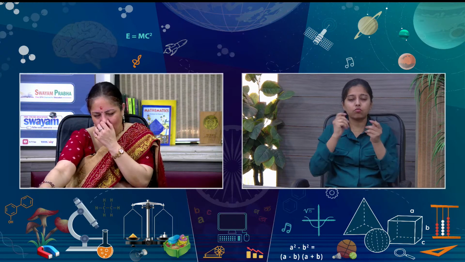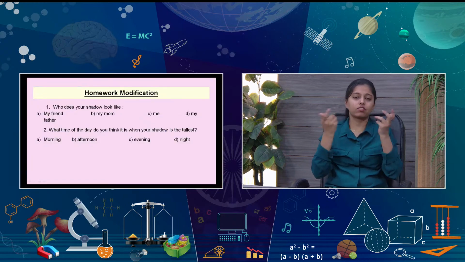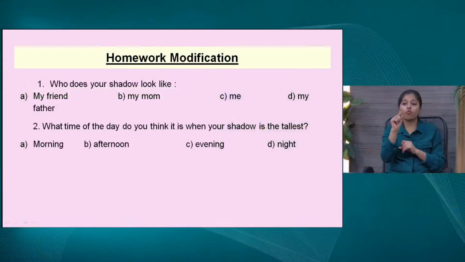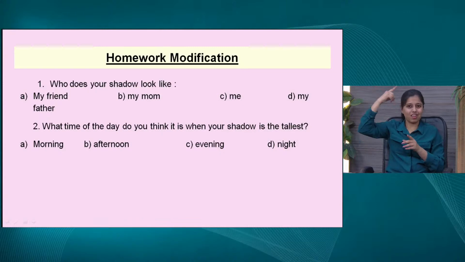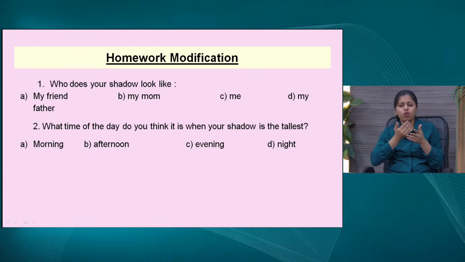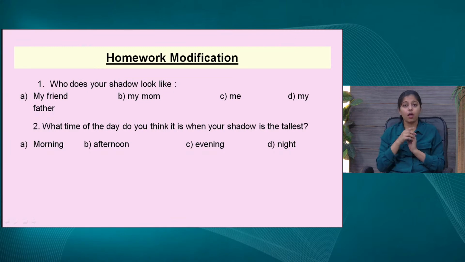Right. But we have certain modifications to this homework as well, and we have converted it into multiple choice questions. The first question is, who does your shadow look like? It looks like your friend, or my mom, or me, or my father. Who does my shadow look like? And what time of the day? It is the same question, but over here we have given certain options: what time of the day do you think it is when your shadow is the tallest? Is it morning, afternoon, evening, or night?